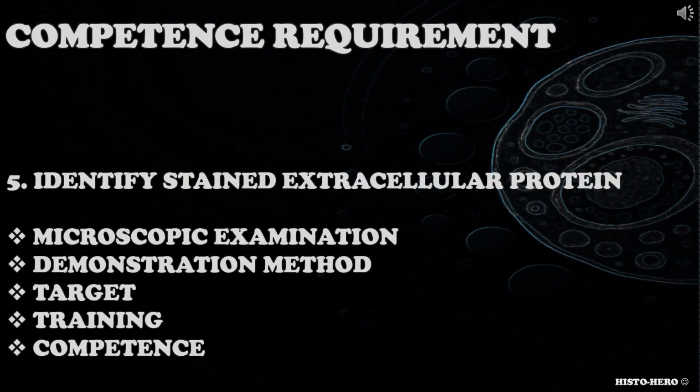The fifth competence requirement is identify stained extracellular protein. Candidate should be able to identify extracellular proteins on a stained slide. Can the candidate identify extracellular proteins on a stained slide correctly? Do they use correct microscopic technique to identify them? Can they identify the demonstration method used to identify extracellular proteins?